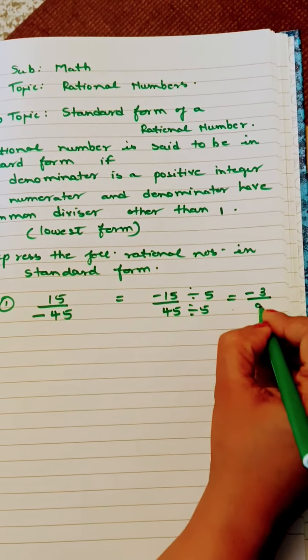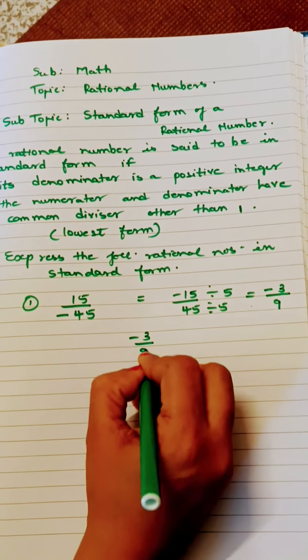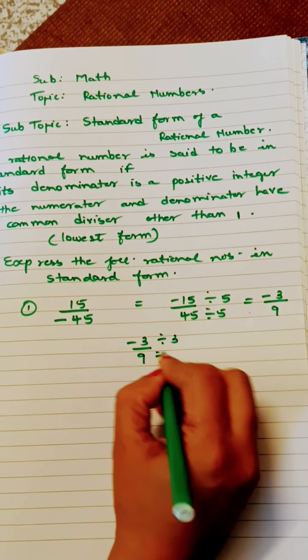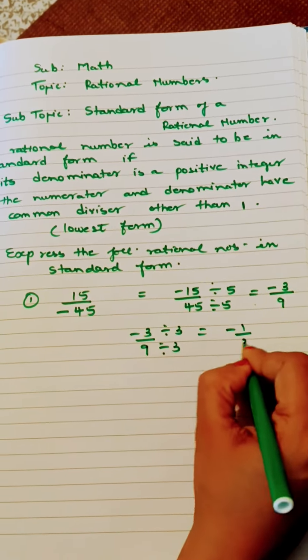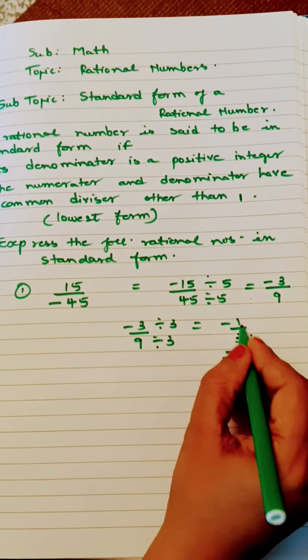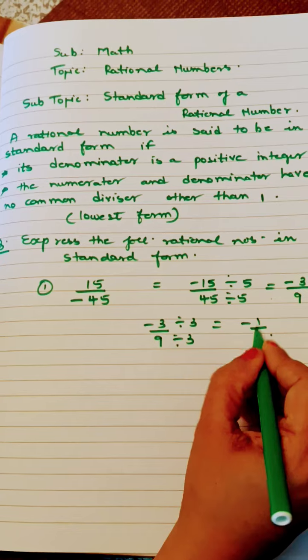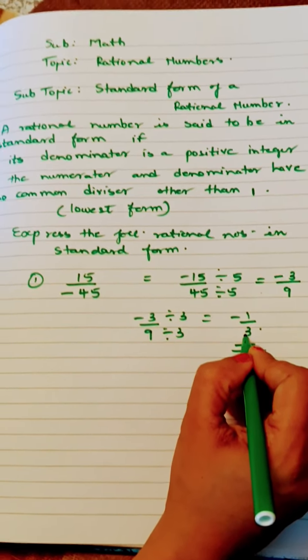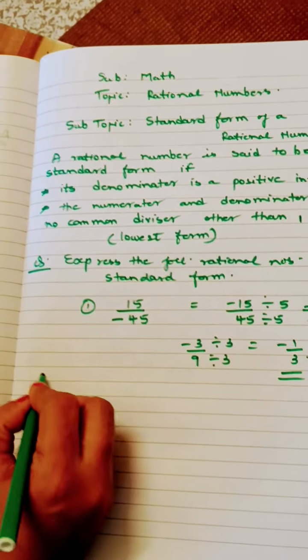Minus 3 by 9. Now again, minus 3 by 9, divide by 3, divide by 3. Your answer is minus 1 by 3. So minus 1 by 3 is a rational number which is in standard form, and it is written in the form p by q, where q is not equal to 0.